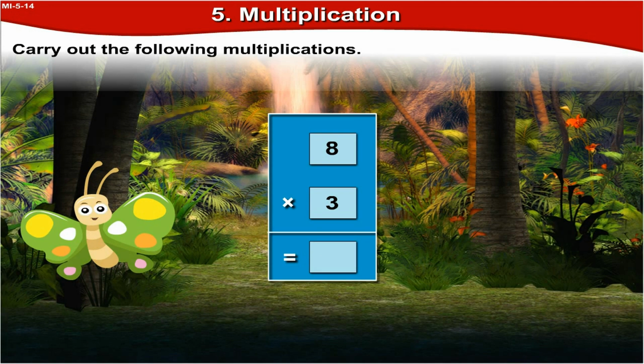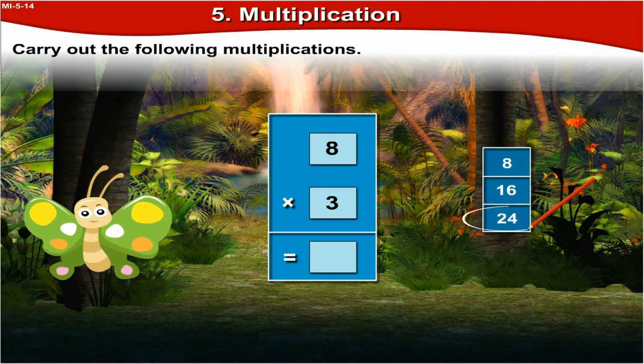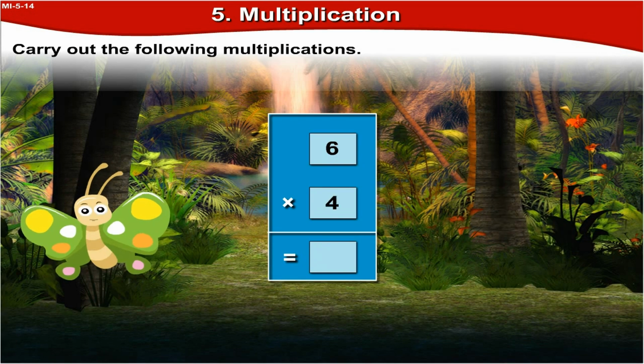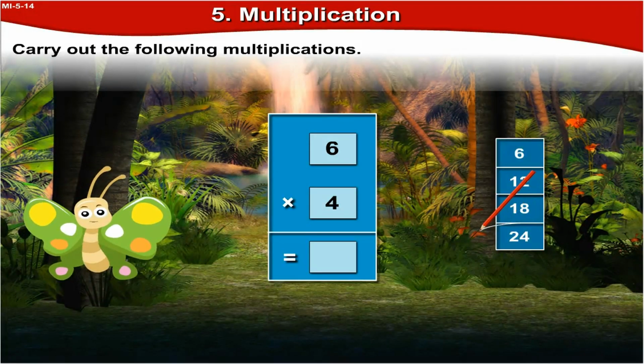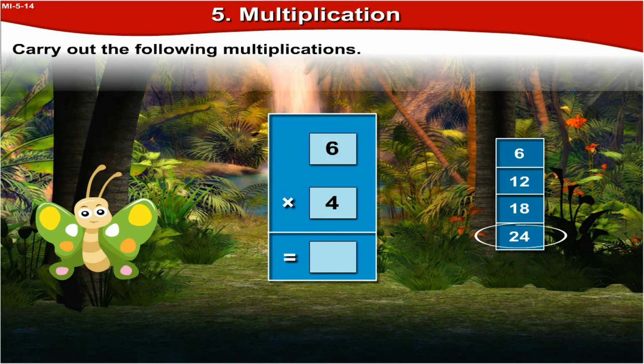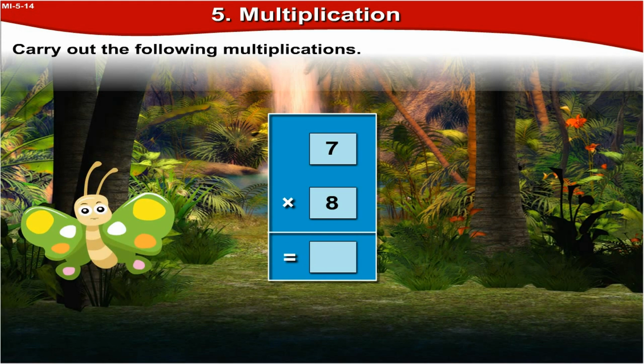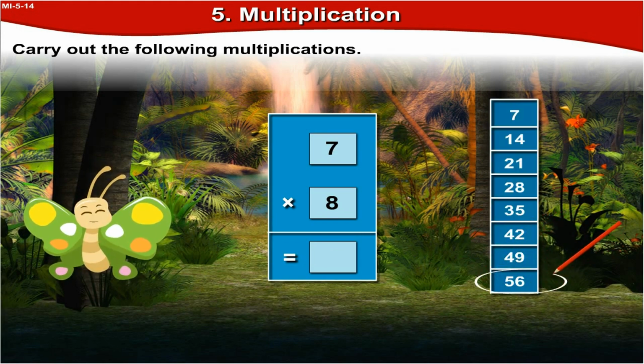8 multiplied by 3. 8 threes are 24. So 8 multiplied by 3 is 24. 6 multiplied by 4. 6 fours are 24. So 6 multiplied by 4 is 24. 7 multiplied by 8. 7 eights are 56. So 7 multiplied by 8 is 56.